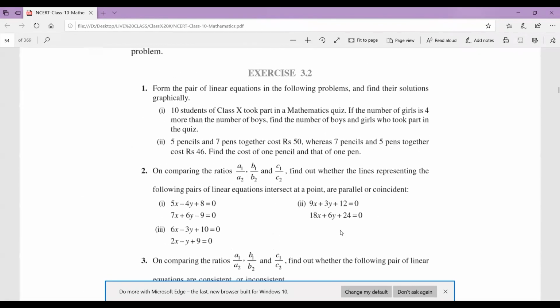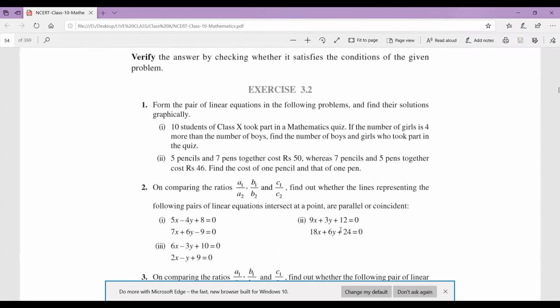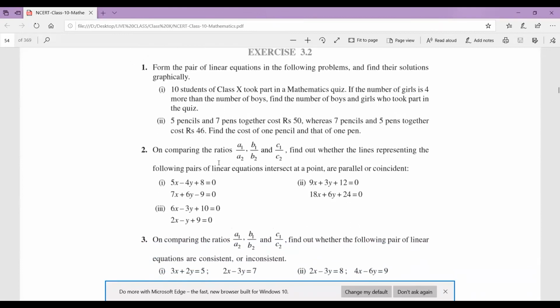Okay, any doubt, anybody? Can you explain exercise 3.2, the second question first? Exercise 3.2 second question, this one on comparing the ratio.